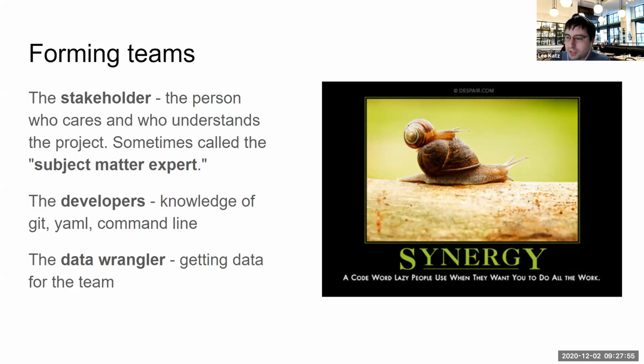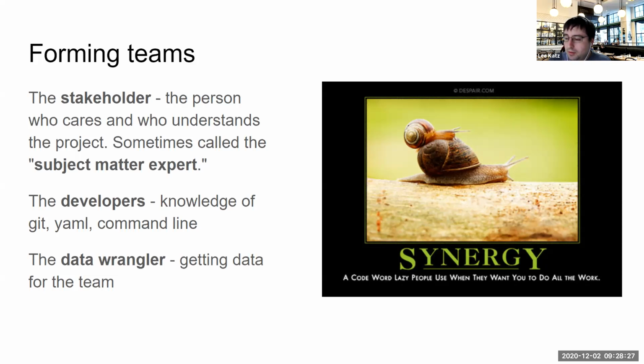Some roles that we'd expect in the teams, so you can partition yourselves out. The stakeholder, also sometimes known as the subject matter expert, is the person who cares, who understands the projects. That's the person who's saying, guys, we have to test Kraken too. This is an important thing that we use every single day. I know how this software works. I know what we expect from it. The stakeholder is not necessarily the developer, and the developer has knowledge of Git, YAML, the command line.